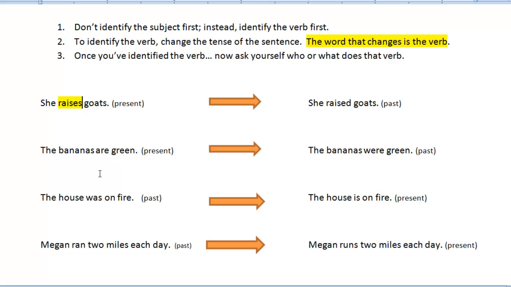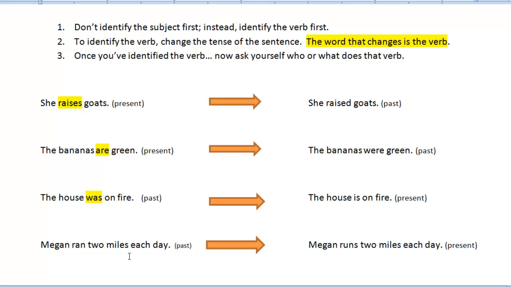Here's another one. The bananas are green. They are green today. Yesterday, the bananas were green. The word that just changed, that's your verb. The house was on fire yesterday. Today, the house is on fire. The word that changed when we changed the tense or the time in which the sentence was taking place, the action of the sentence, that's going to be your verb.